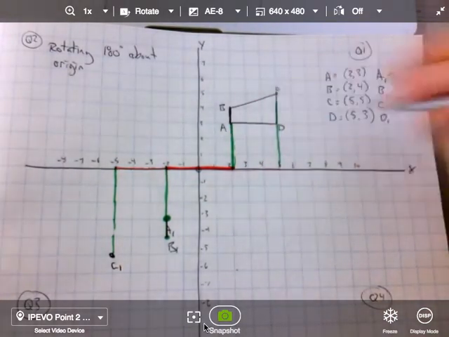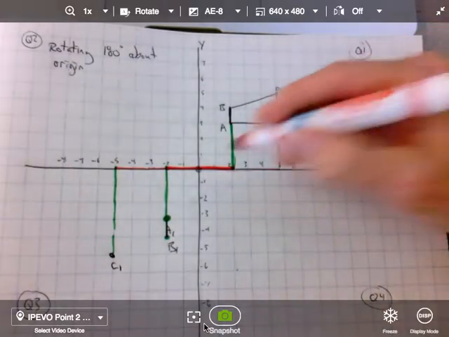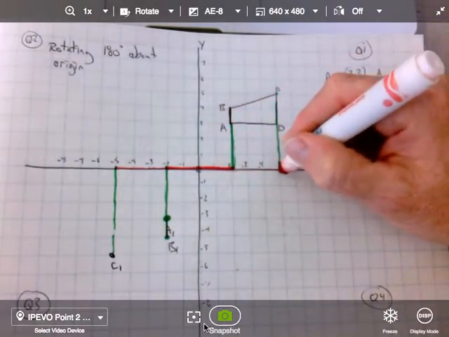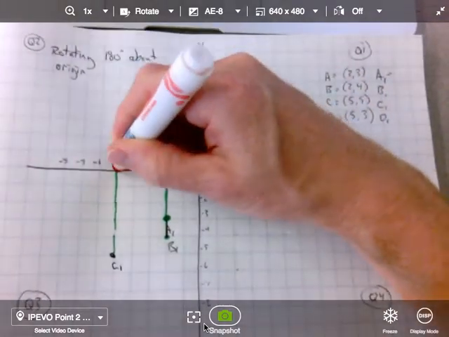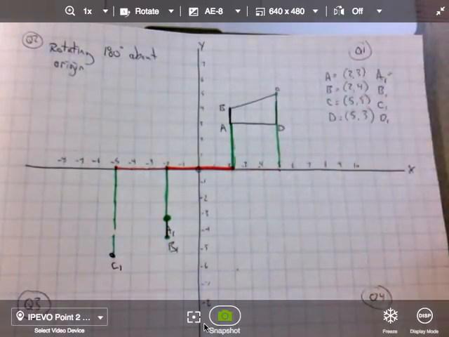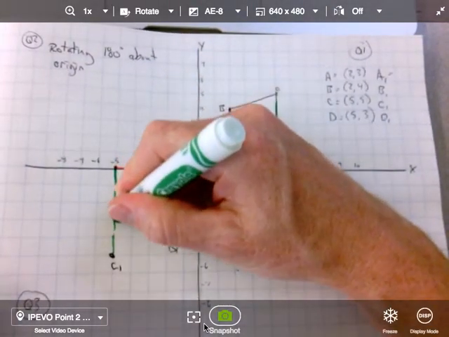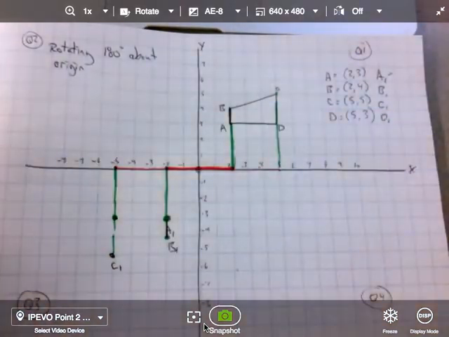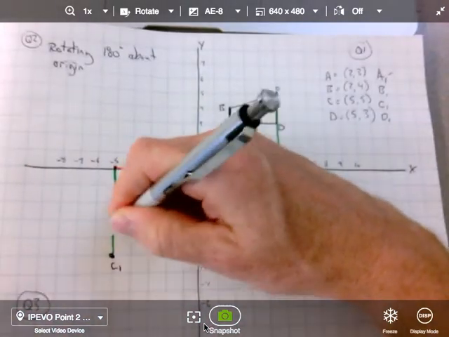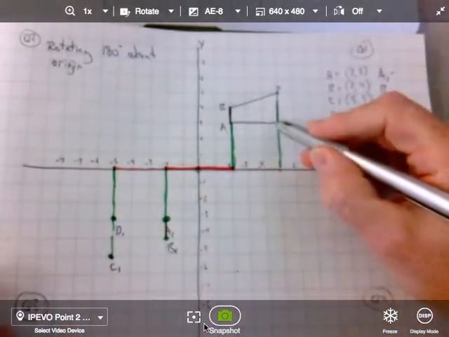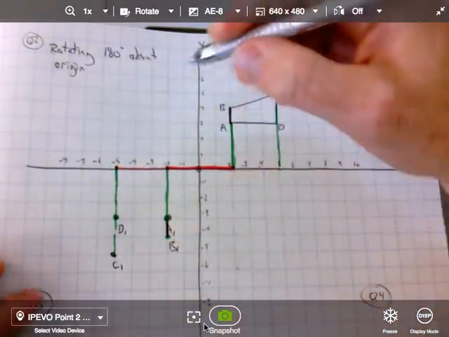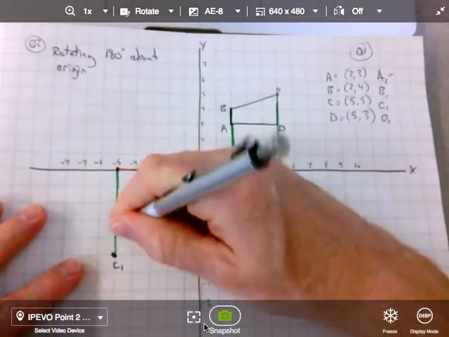And D, I need to go 1, 2, 3, 4, 5 this way. And I have to go 3 up, so here I go 3 down. So then this becomes my new D. So my shape looks like this.